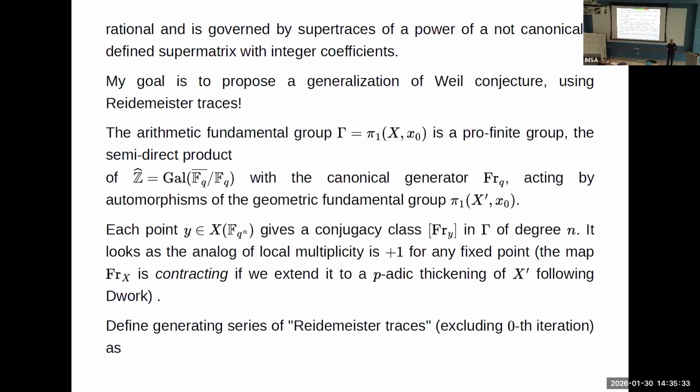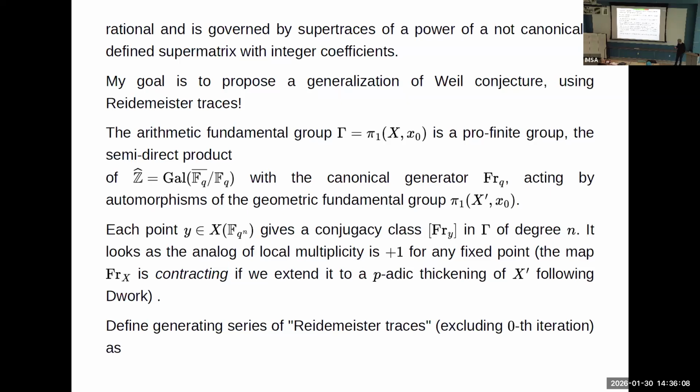But it's also +1 for another reason, because you can imagine some periodic thickening, like in Bloch's approach to rationality of zeta functions. And in this thickening, this map raised to power p has derivative equal to 0 mod p. So it's a contracting map. So for any reason, its multiplicity is +1. And then, of course, we can define Reidemeister traces for iterations, excluding 0 iterations.